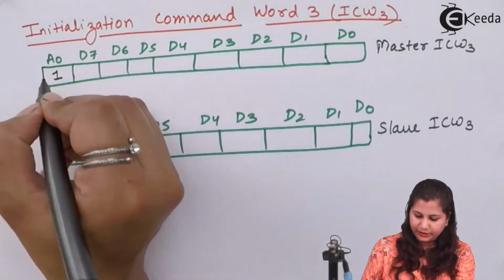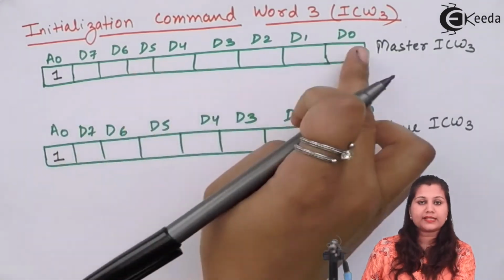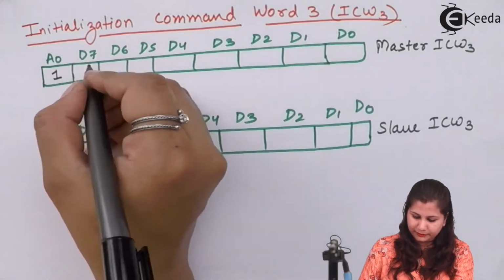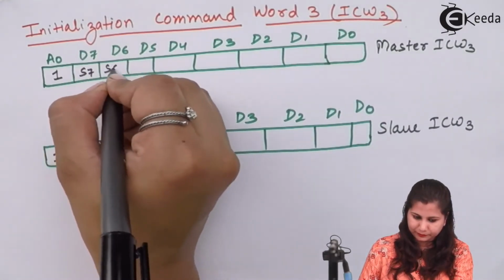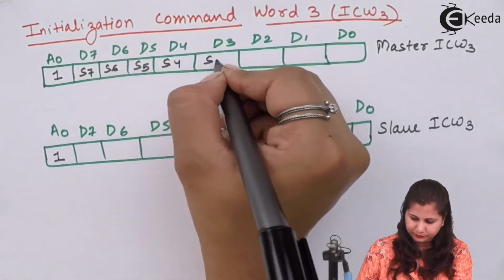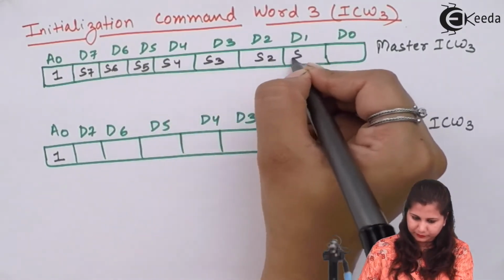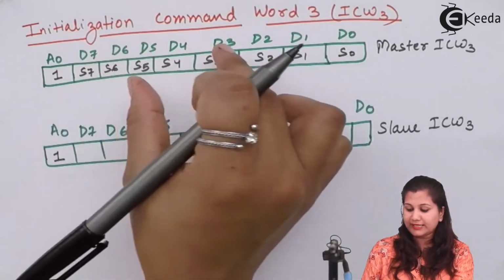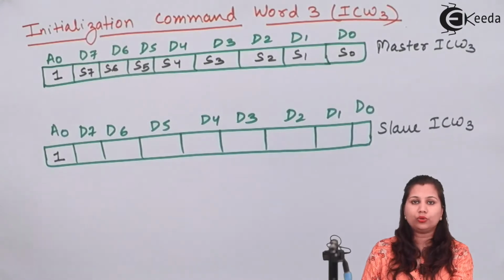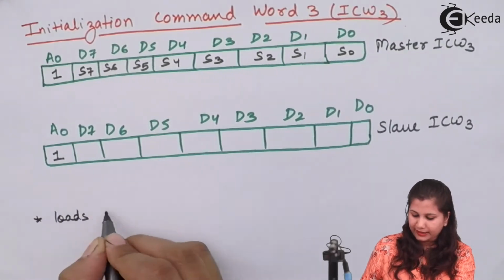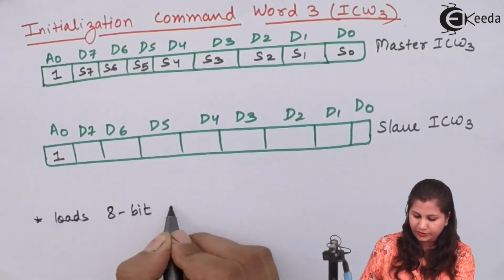The A0 bit is 1 for this ICW3 mode. Then the D7 bit. Basically, the function of this third initialization command word is to load an 8-bit slave register. So we can write here that it loads an 8-bit slave register.